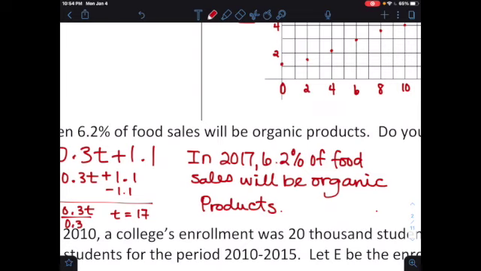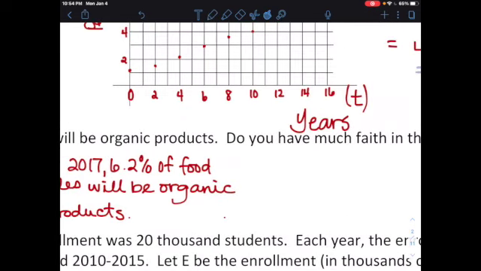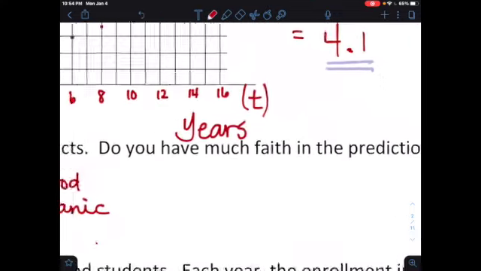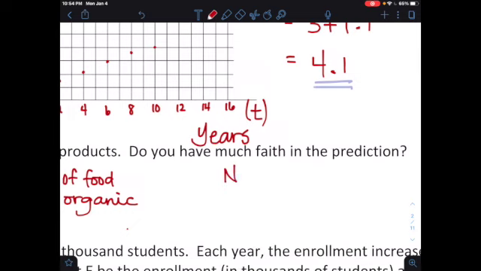So it says in 2017, 6.2% of food sales will be organic products. Do we have faith? Well, based on the equation, yeah, it's pretty much similar. But the problem is there are so many technologies, so many different things that could happen. We never know what will happen even just 1 year down the line. So do you have any faith? Yes, based on the information, but no in reality. Does that make sense? Do you have much faith in the prediction? Not really, because anything can happen.